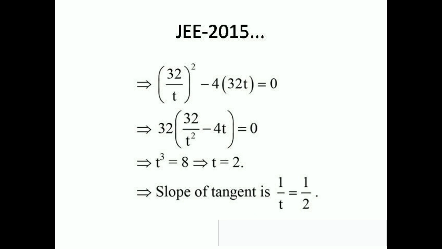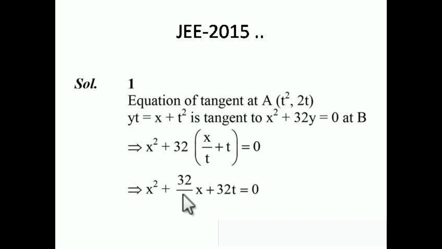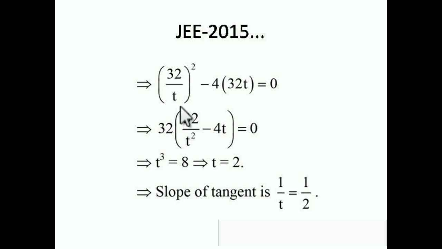The discriminant is b² - 4ac, that is (32/t)² - 4 × 1 × 32t = 0. Taking 32 as common, I am left with 32/t² - 4t = 0. Simplifying, t² goes across, so 4t³ = 32, so t³ = 8. So t = 2. That means the slope of the tangent, as I explained earlier, is 1/t. So the slope is 1/2.